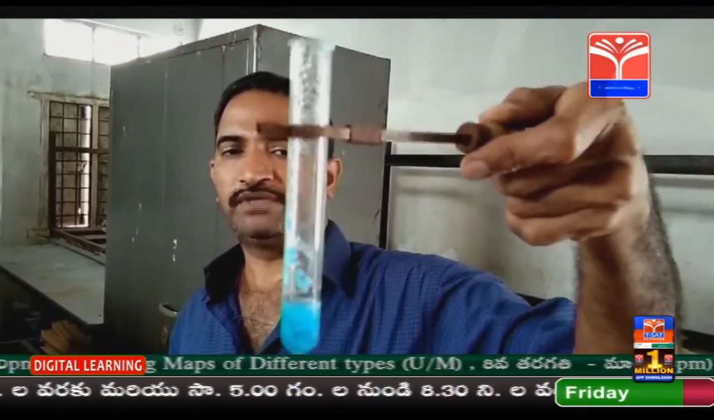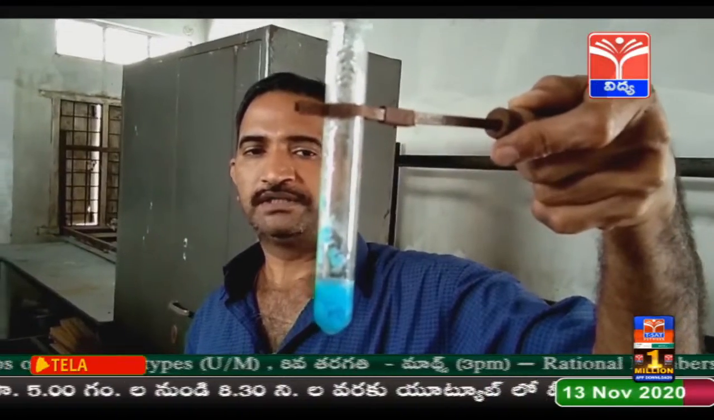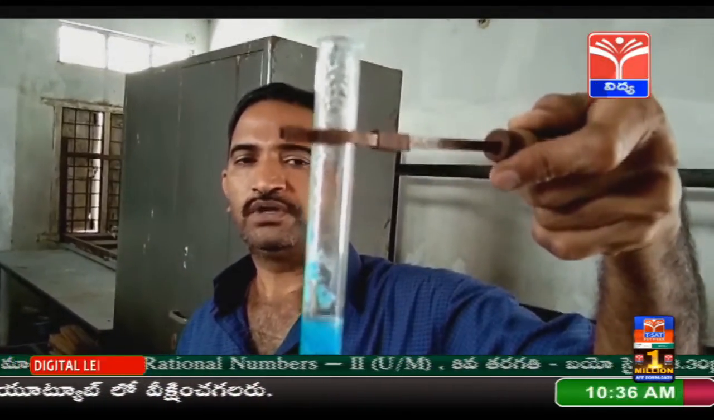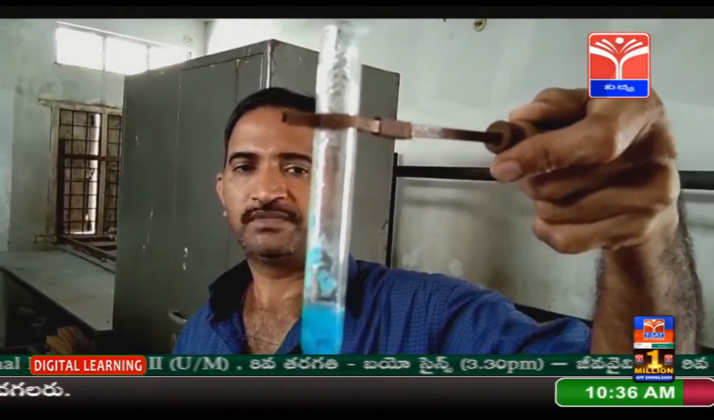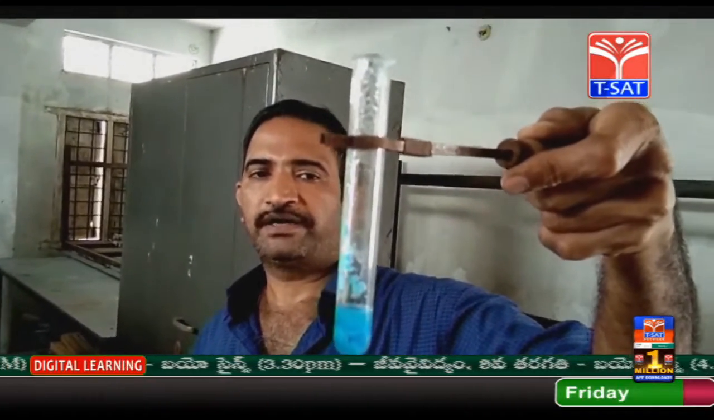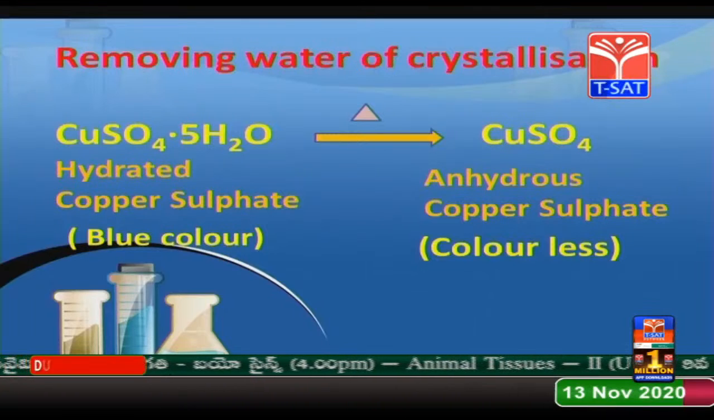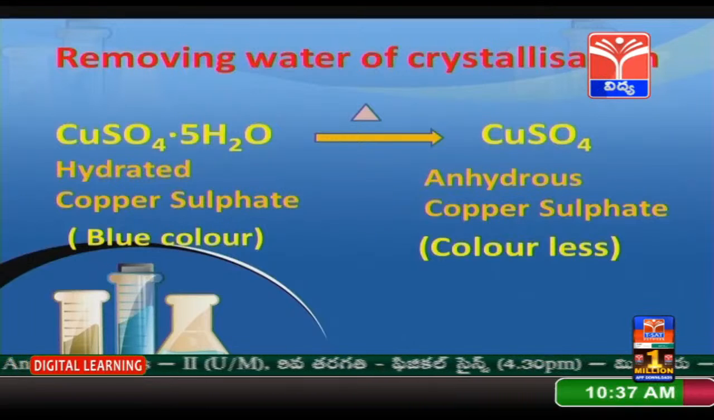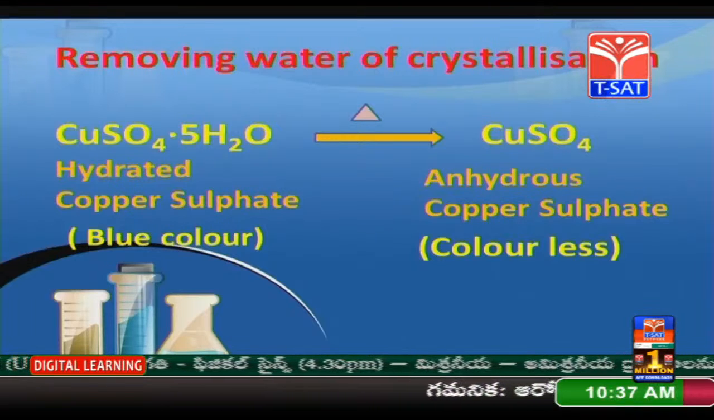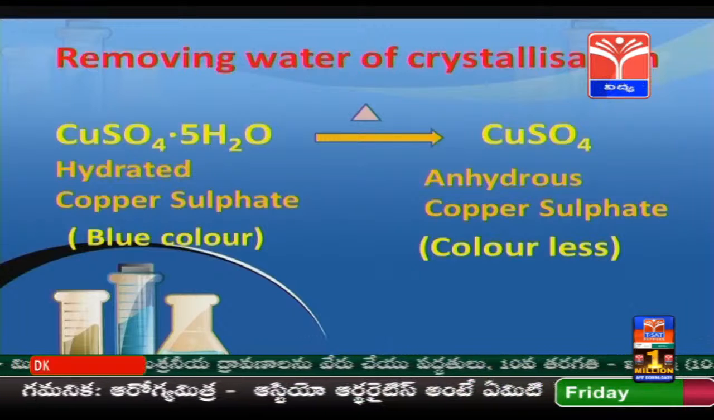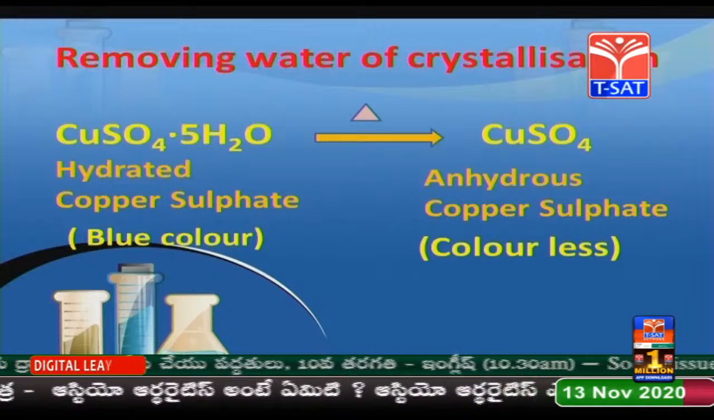5 molecules of water. Therefore, in this reaction whenever we are heating, it is losing some water molecules, which is nothing but water of crystallization. Copper sulphate which is associated with water molecules has blue color, copper sulphate which has lost its water molecules is colorless. Again if we add water, it turns back and we will get the blue color of copper sulphate.